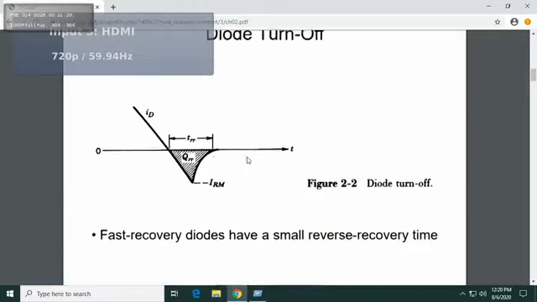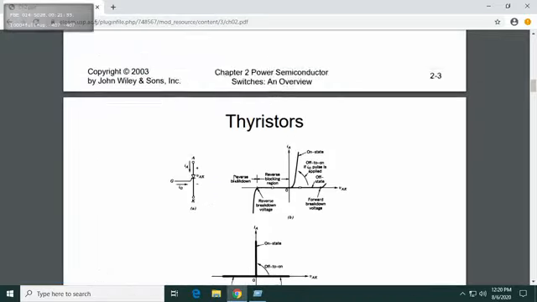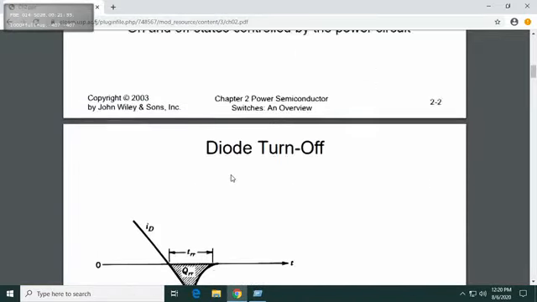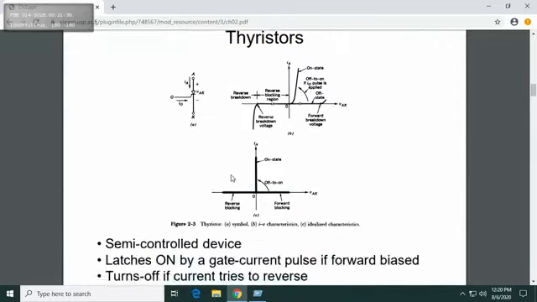Now let's move on. Let's see if I've got something else in the lecture slides. No, the lecture slides are very discrete.